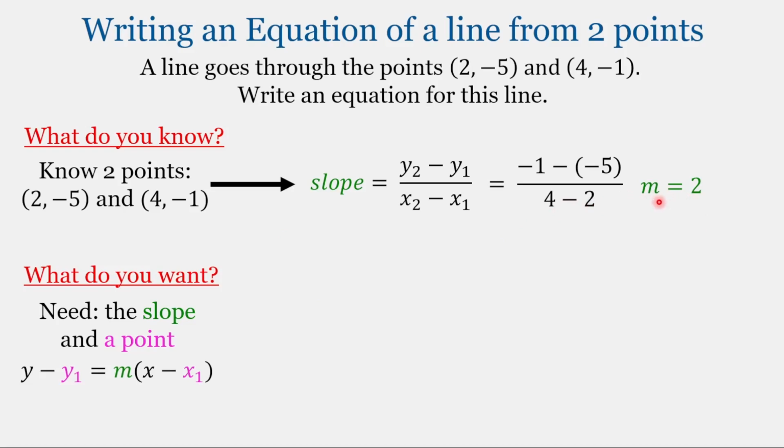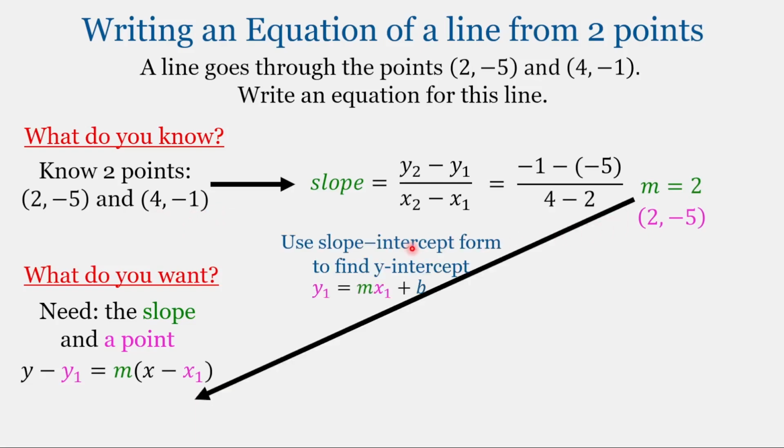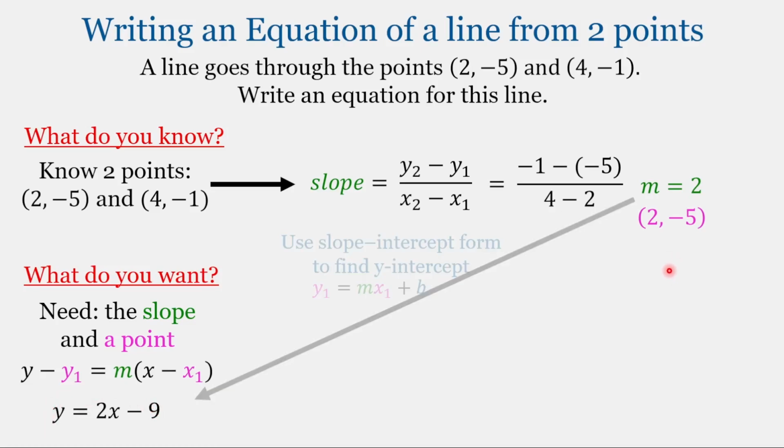So now we know the slope of the line, and we have a point. I went ahead and just picked the first point listed, but we can also use the second point as well. Now, in a previous lesson, we took the slope of a line and a point, and we plugged it back into that slope-intercept form and found the y-intercept. And then once we had that y-intercept, we were able to find the equation of a line in slope-intercept form. And I'll put a link to that video in the description. But let's look at another way.